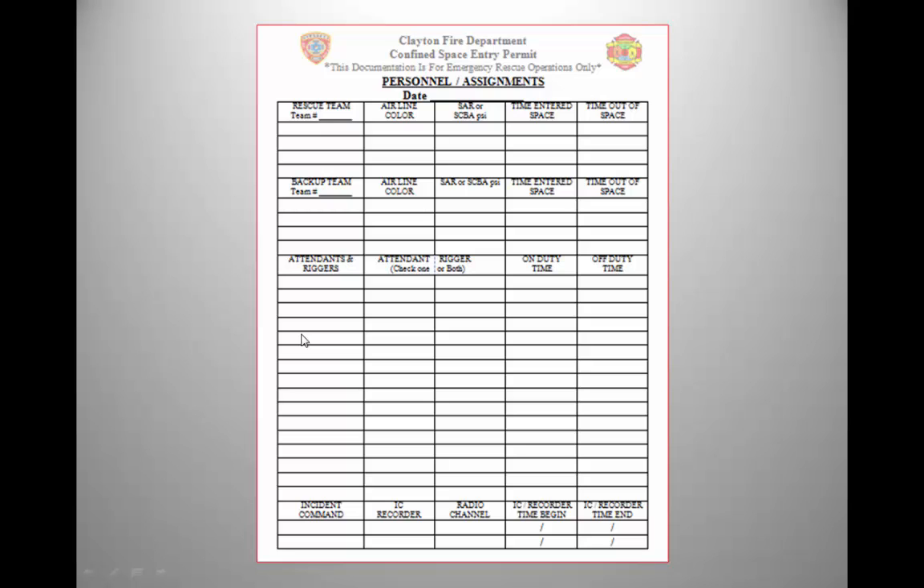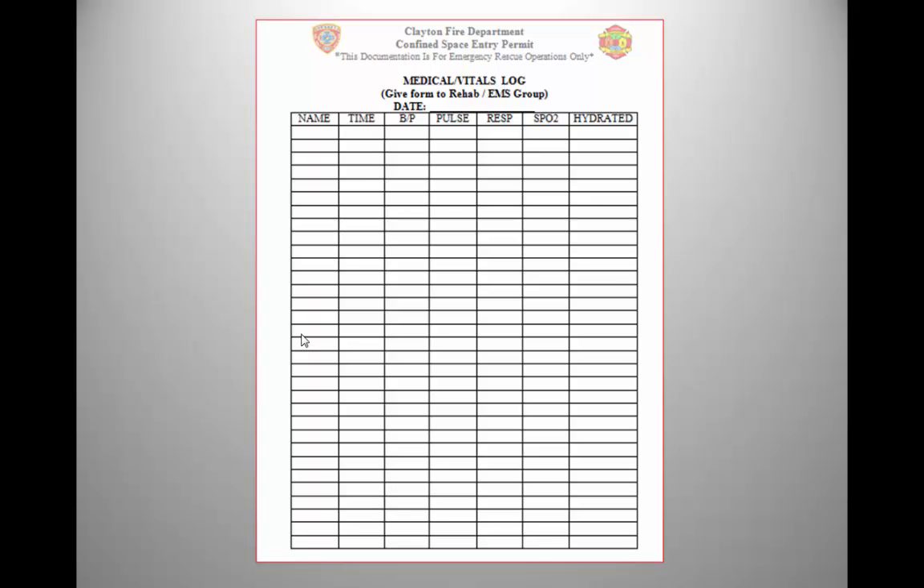Medical vitals, self-explanatory. We'll give that page to EMS. They do have the option of using their own rehab form. If they do that, we just need to get a copy of that and put it with our permit. General notes section, nothing special about this other than just a page that's set aside for general notes, and then the debriefing page or the critique page. Whether it's a training evolution or an incident, we can use this to make different notes about what we learned, what went good, what didn't go so good, etc.